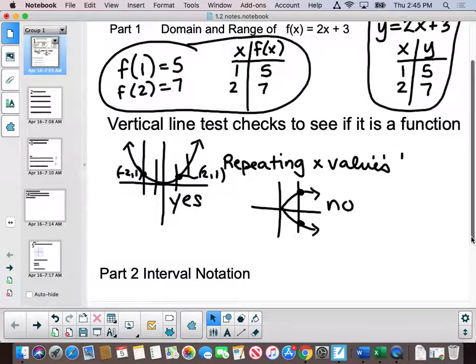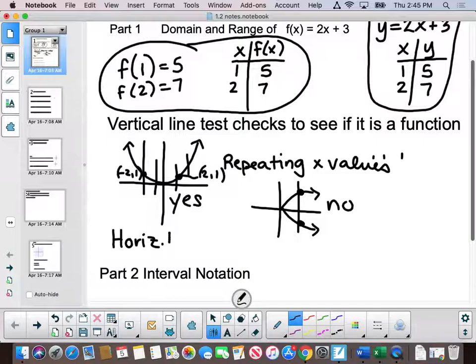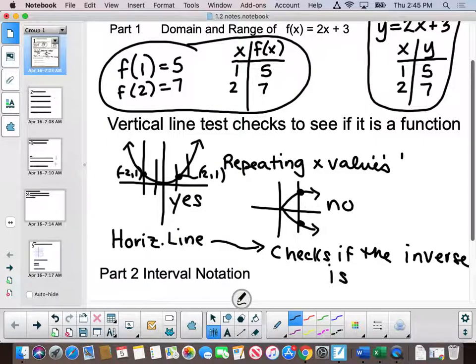Before we do interval notation, let me tell you what the horizontal line test is, because we did that one too back in college algebra. The horizontal line test checks to see if the inverse is a function or not. So this is a great example. You remember how to find the inverse? You interchange the x's and the y's. I don't think we do that right now, but this is a good one.